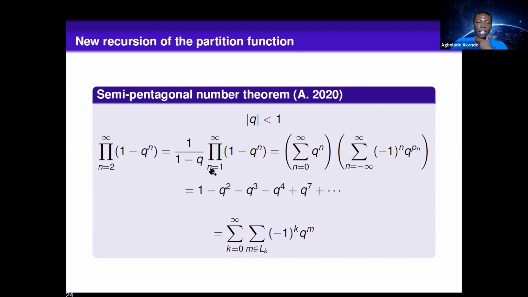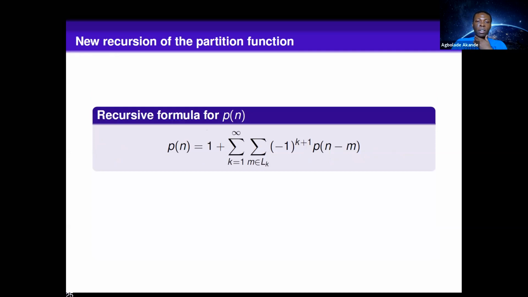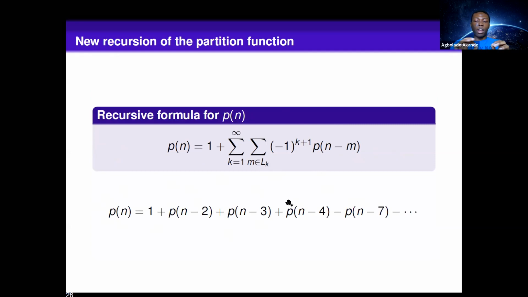And using the fact that this whole thing is still equal to this right here, you could get an actual new formula for the partition function. So the partition function, you could rewrite as 1 plus the same thing, depending on the semi-pentagonal numbers, and the coefficients depend on the set which it lies in. Here is a nicer way to write it. So we have 1 plus p of m minus 2, p of m minus 3, plus p of m minus 4, minus p of m minus 7, and so on and so forth.